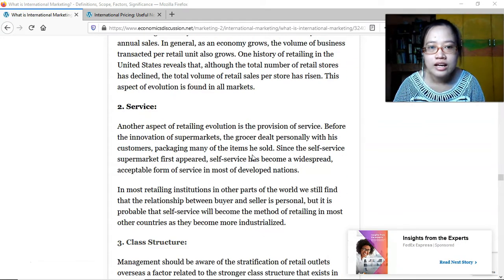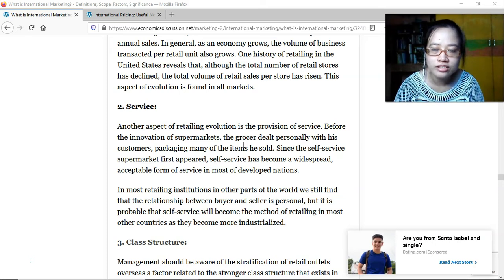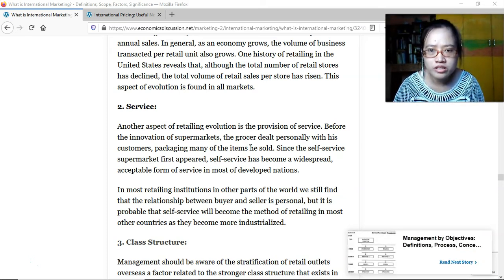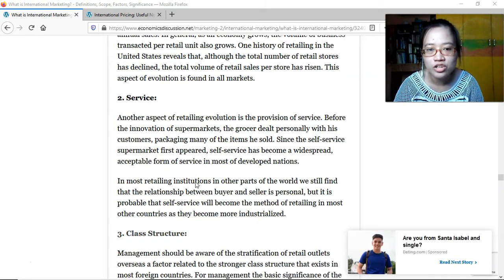You could read that. Service. Another aspect of retailing evolution is the provision of service. May tracking ba yan, may after sales, ganyan, may return, okay. The innovation of supermarkets: before, the grocer dealt personally with his customers, packaging many of the items sold. Since the self-service supermarket first appeared, self-service has become a widespread acceptable form of service in most developed nations.